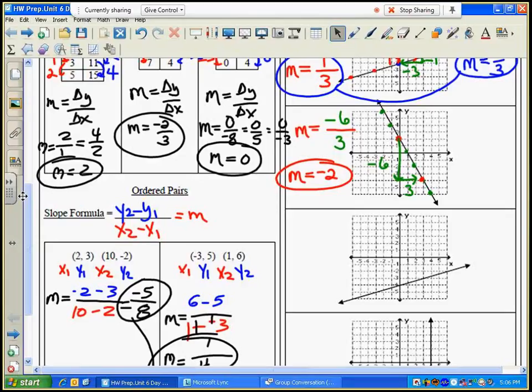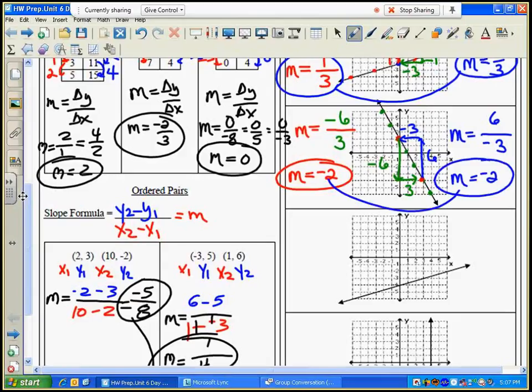Notice that that line's coming down the mountain, so we should expect a negative slope. Let's go the opposite direction. Let's say I go from the dot on the right to the dot on the left. Here I'll go up 6 and then left 3. So +6, -3. Here I still have one that's positive and one that's negative. So my final answer will still be a negative slope or a -2.